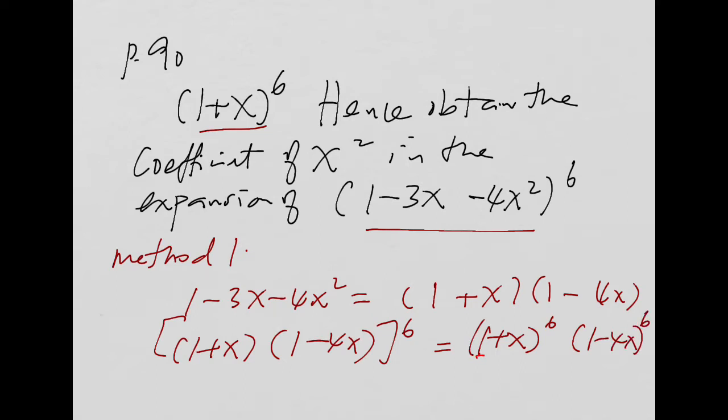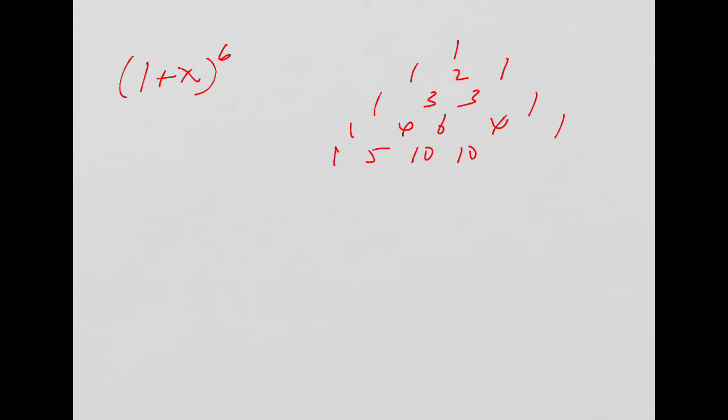So lucky us, the first two terms both have one. Okay, you know that there's one here. So then, they were asking you to find the x squared term in this expansion. So what should we do? Normally (1 + x)^6 is given by Pascal's triangle: 1, 1, 2, 3, 3, 1, 1, 4, 6, 4, 1, 1, 5, 10, 10, 5, 1, 1, 6, 15, 20, 15, 6 and 1. So this is the expansion here.